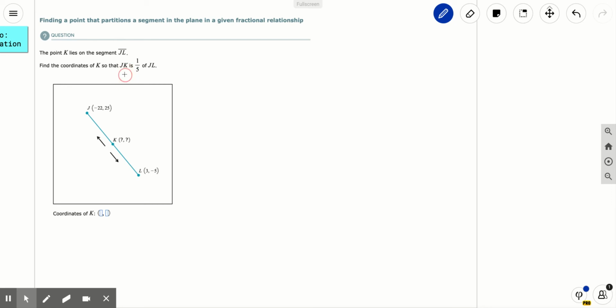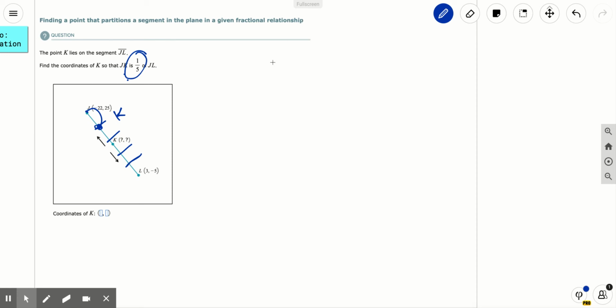Find K so that JK is 1/5. In other words, what they're saying, 1/5 of JL, we're going to divide this into 5 pieces. Ooh, that was bad. I did not divide that equally. Let's try again. 1, 2, 3, 4. Okay, let's pretend that's 5 equal pieces, okay? 1, 2, 3, 4, 5. Okay? They're asking you to put K right here at 1 out of the 5. Just 1/5, okay? In other words, they want 1/5 of the distance.